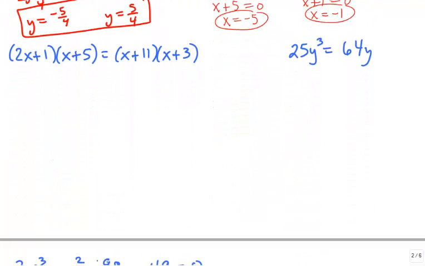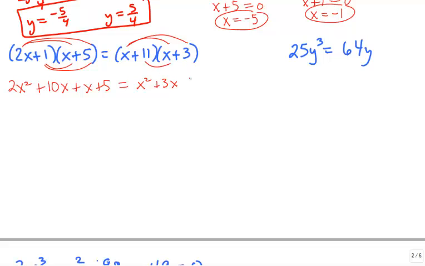Okay? So along those same lines, in this next example, we have the same issue. It looks nicely factored, but we don't have this set equal to 0. So unfortunately, we have to undo all of this nice factoring just so that we can move terms over to one side and set it to 0. So we're going to start this problem by FOILing the left side and FOILing the right side. So 2x times x is 2x squared. 2x times 5 is 10x, 1 times x is x, and 1 times 5 is 5. On the right side, x times x is x squared, x times 3 is 3x, 11 times x is 11x, and 11 times 3 is 33.